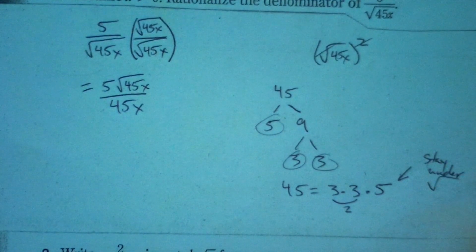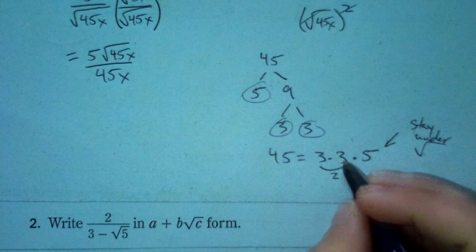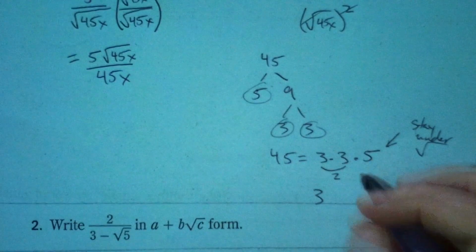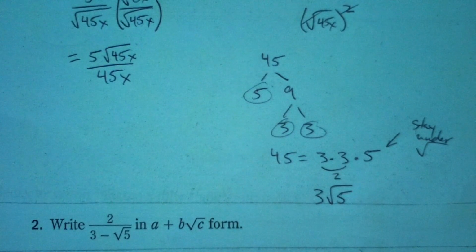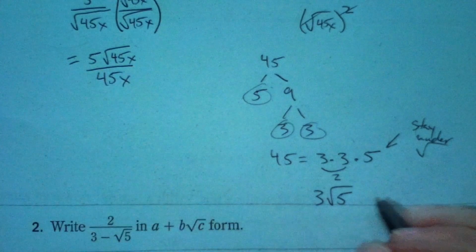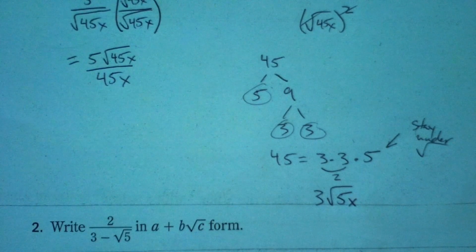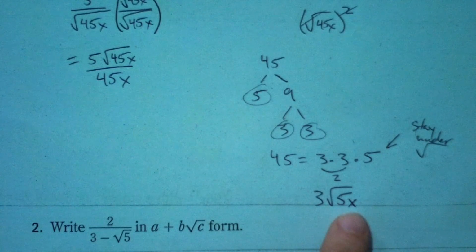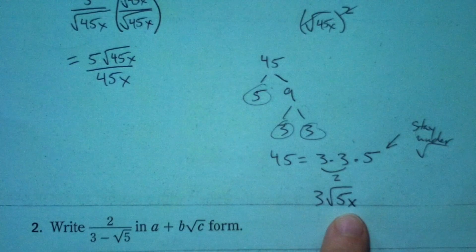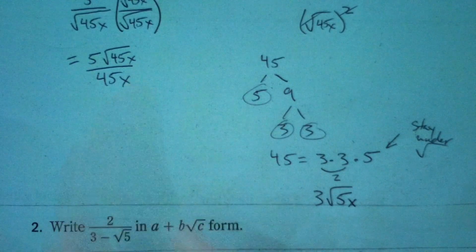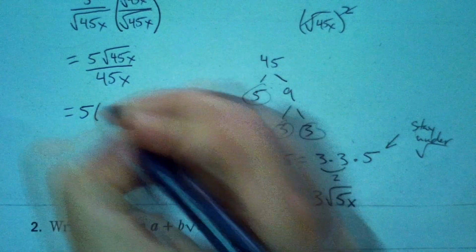So now up top here, we'll have 5 out front times, and now we're switching that square root of 45x to what we had it simplified to. So 3 times the square root of 5x over 45x. And then because you have these just like regular numbers here, like a 5 and a 3, you could multiply those out. So 5 times 3 would be 15 times the square root of 5x over 45x.